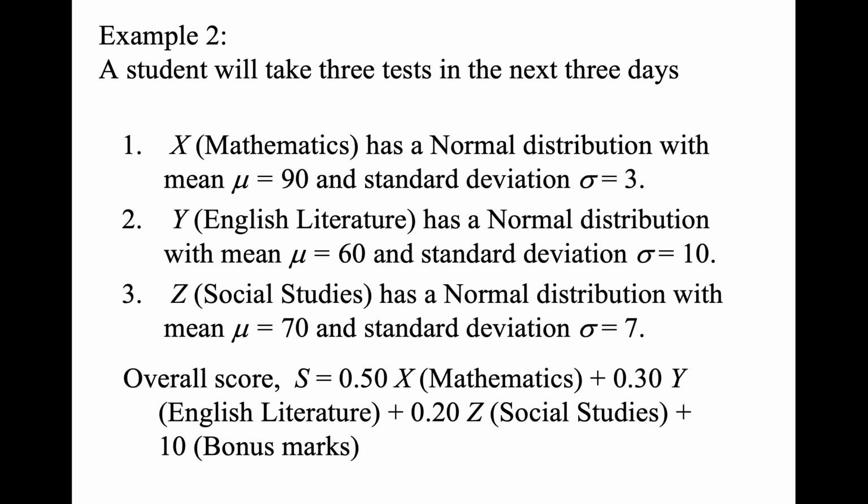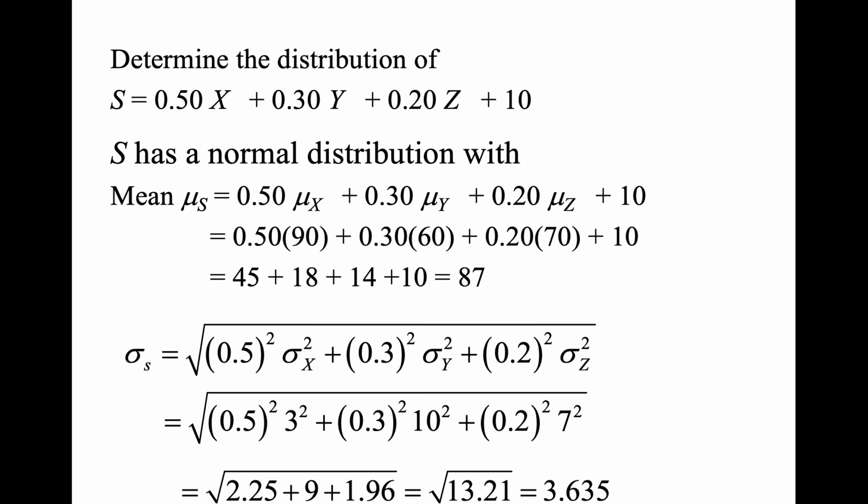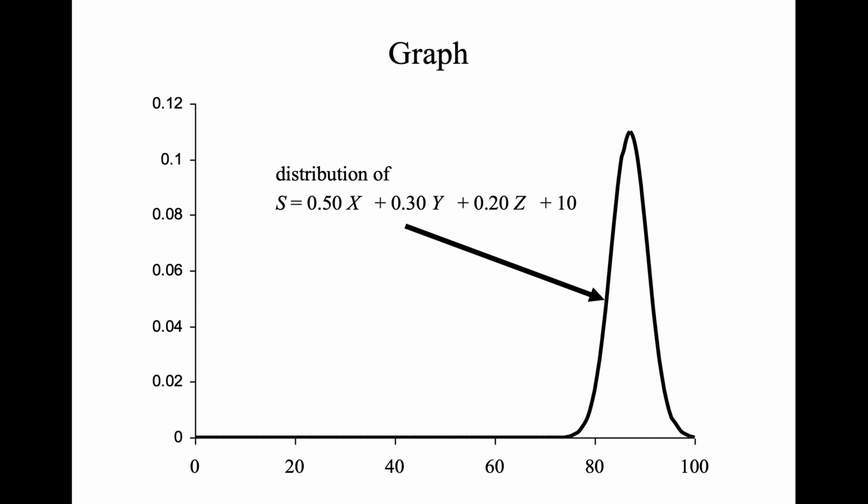Okay, next one is example 2. Determine the distribution of S, which is 0.5X plus 0.3Y plus 0.2Z plus 10. So S has the normal distribution, with a mean total of 87 and a standard deviation of 3.635. Basically, this is the principle of random variables: you can add them up, and you can also make it into minus. So this is the total distribution of S if we combine X, Y, and Z.